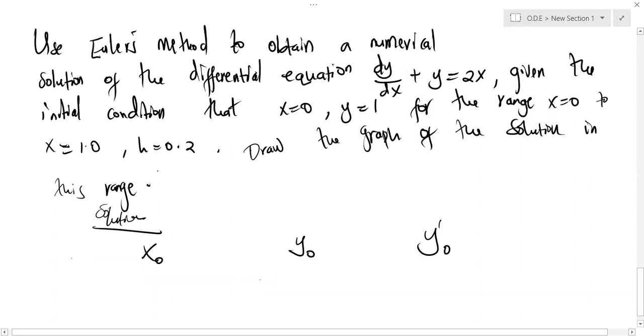So we've been told that the value of x naught, from the range, is x equal to 0. The initial condition is that where we are starting is that x is equal to 0. So our x naught is what? Our x naught is 0, guys. And if our x naught is 0, what is our y naught? Our y naught is 1. Those are values that we are already given. So what is our y prime naught, guys?